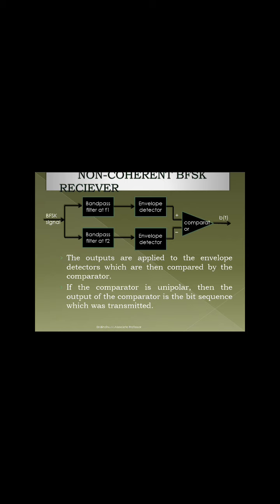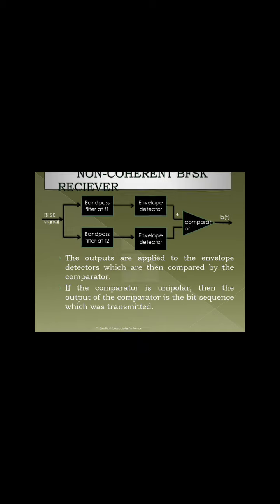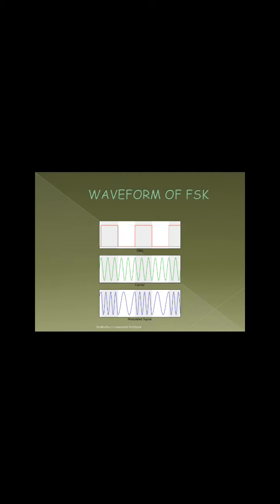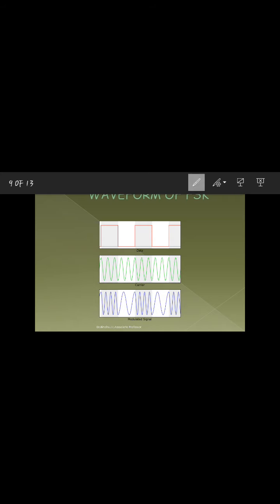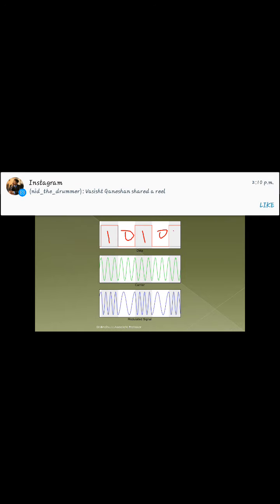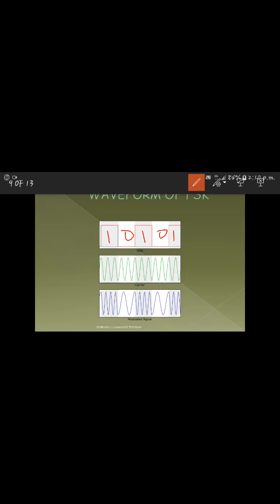Again, another method is that we have a modulated signal pass through a filter, envelope detection, and a comparator. So this is another technique for your receiver unit. The waveform of our FSK, you have binary bit 1, this is bit 1, 0, 1, 0, 1. This is how the information is being passed.